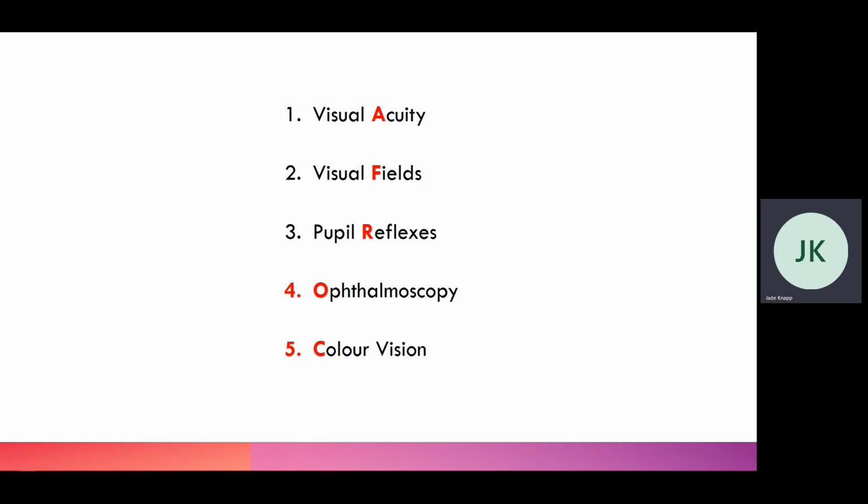So that's the history. What about examination? Anytime in ophthalmology we say what examination you want to do, you say everything. And everything consists of these 5 elements. And the acronym is AFROC, A-F-R-O-C, right? So visual acuity, visual fields, pupil reflexes, which we'll focus on today. Ophthalmoscopy or fundoscopy, that's with the handheld ophthalmoscope, which you'll use this Friday. And then testing colour vision, which again we'll talk about on Friday.